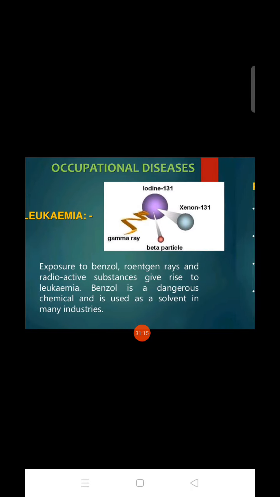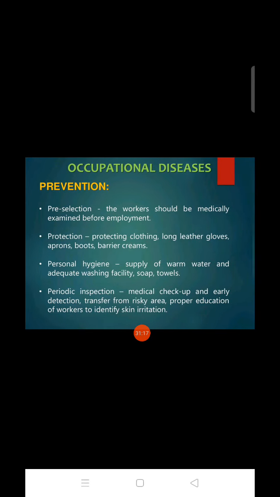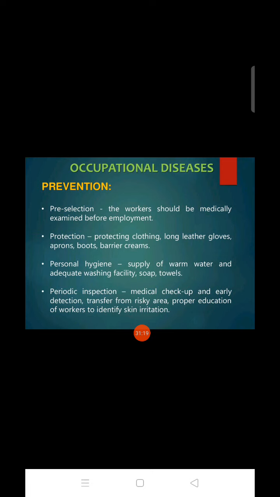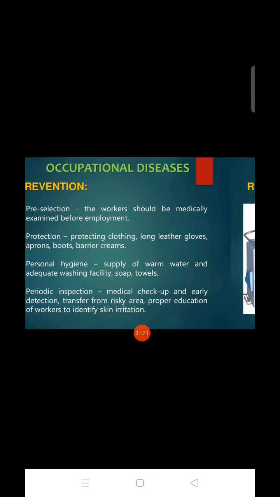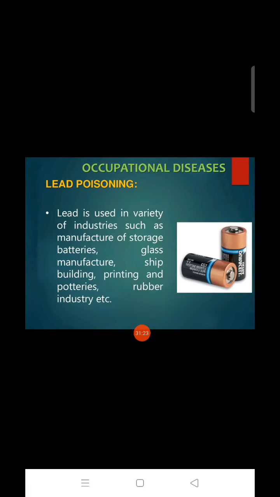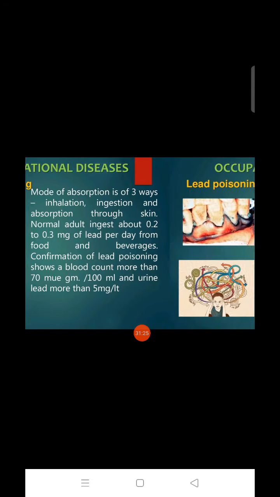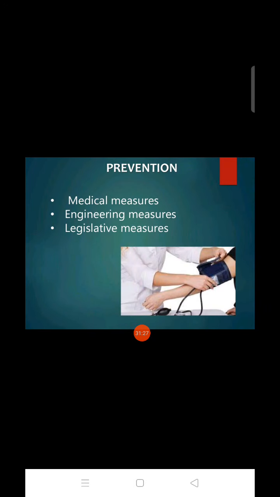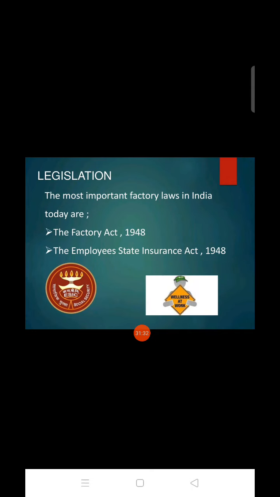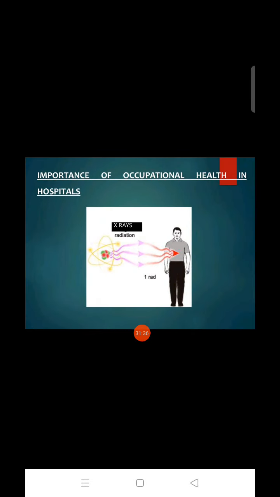Then we have radiation. Preventive methods for radiation are pre-selection, protection, personal hygiene, and periodic inspection. Lead poisoning also has preventive measures: medical measures, engineering measures, legislative measures. Legislation is the Factories Act 1948 and the Employees State Insurance Act.